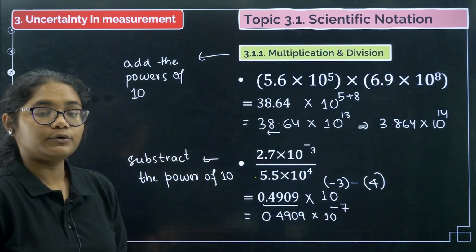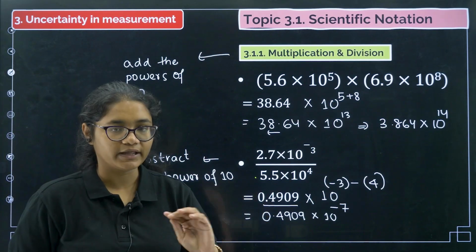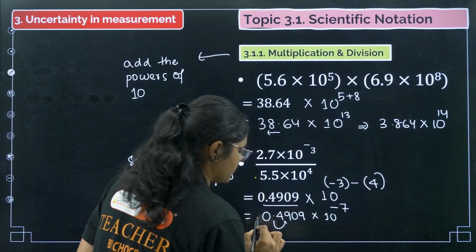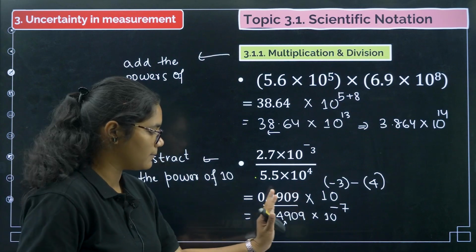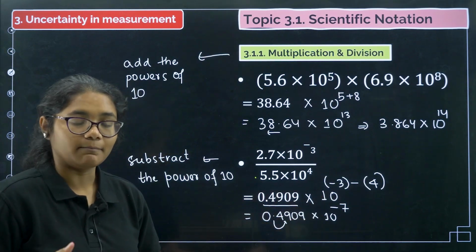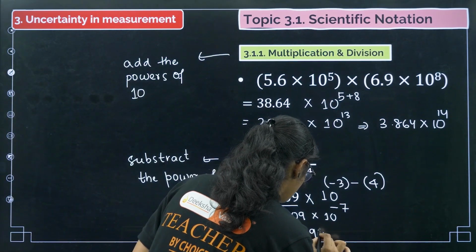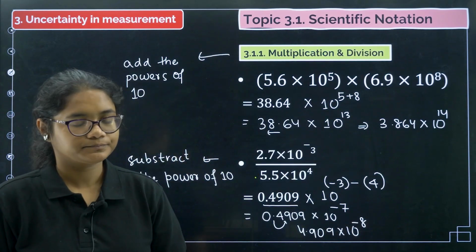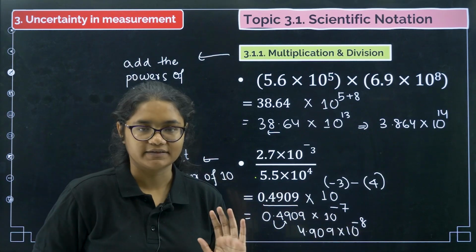Okay, now you need to write it in the scientific notation. If you see, we need to have only 1 digit before the decimal. So I need to put this decimal here. So which side am I moving? I am moving towards the right. Towards the right means the value will decrease. So minus 7 will become minus 8. Value has to decrease. So we will get here 4.909 into 10 to the power of minus 8. Clear? If you are moving this side, the value will decrease, so we will get minus 8.